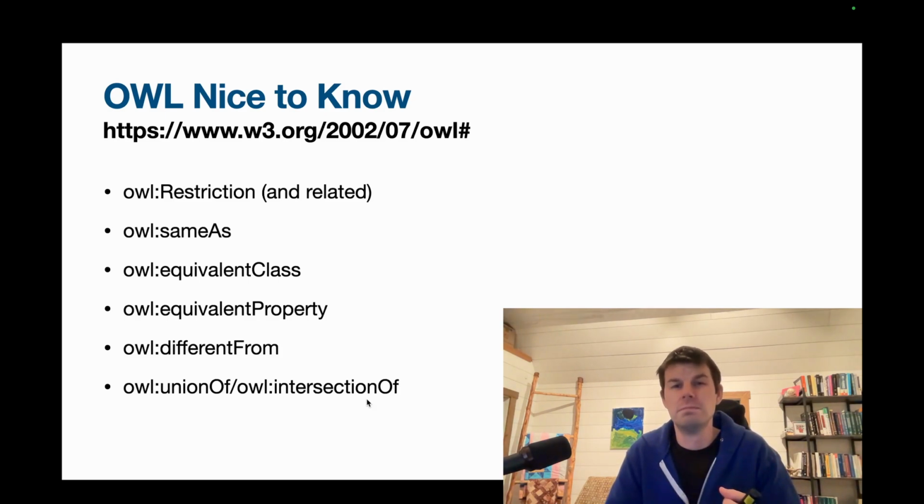So there are owl restrictions, which is basically a way to build OWL classes based on how properties are used. So I could define tricycles as all three-wheeled bicycles, right?